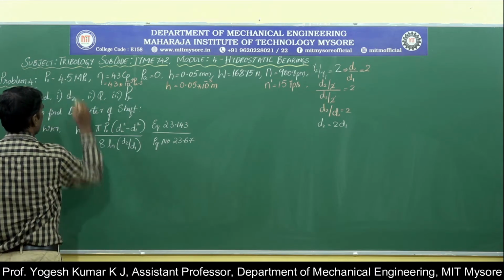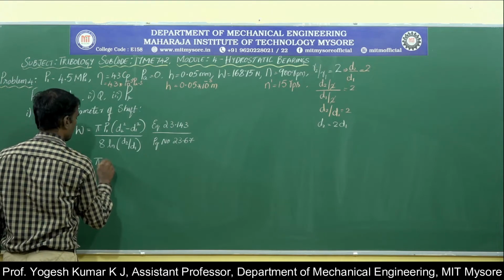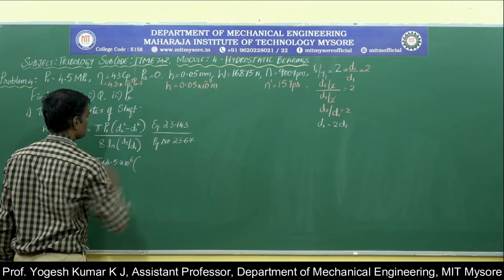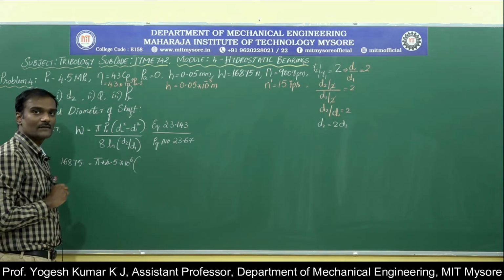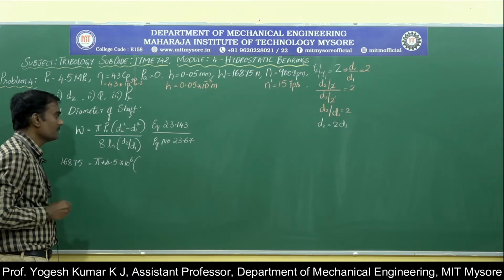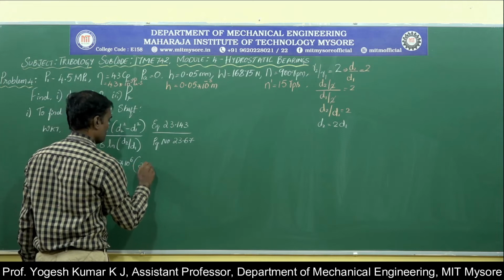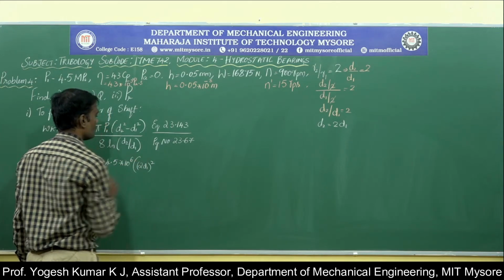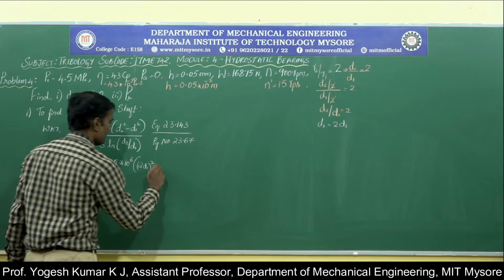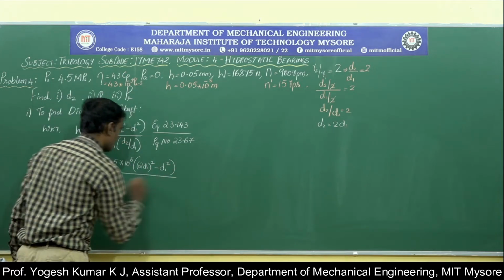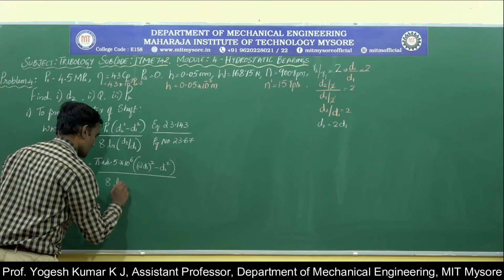Pi, P naught the supply pressure, 4.5 into 10 power 6. Why do we say 10 power 6? Mega means it is 10 power 6. Pascal means newton per meter square. D2, what is D2? 2d1, and we put a square, minus d1 square. Whole thing divided by 8 natural log.